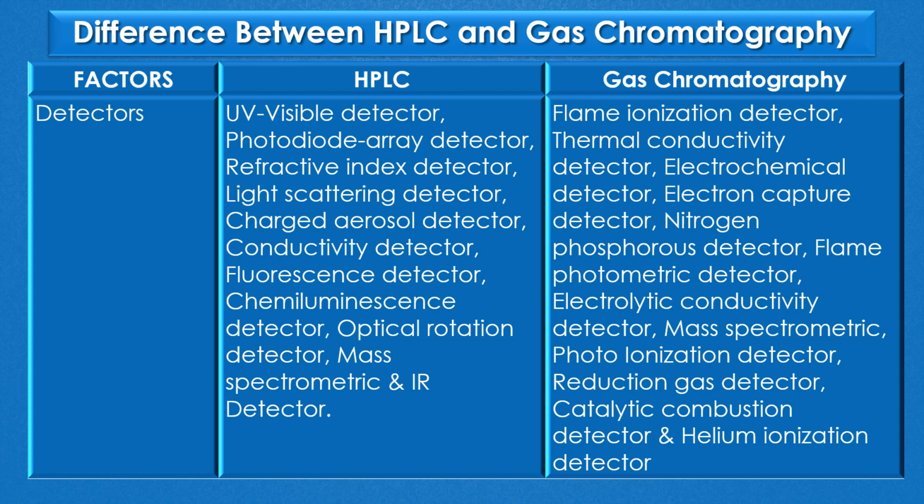And some of the detectors used in the gas chromatography are flame ionizing detector, thermal conductivity detector, electrochemical detector, electron capture detector, nitrogen phosphorus detector, flame photometric detector, electrolytic conductivity detector, mass spectrometric detector, photoionization detector, reduction gas detector, catalytic combustion detector, and helium ionization detector.